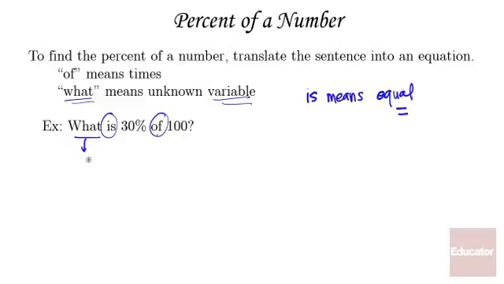Here, what is a variable? X. You can use whatever variable you like. You can use A, you can use B, you can use Z, doesn't matter. X is. Is means equals 30%. Now 30%, whenever we solve with percents, we have to change it to a decimal. Remember, we can't solve with a percent number. So remember to change percents into a decimal.